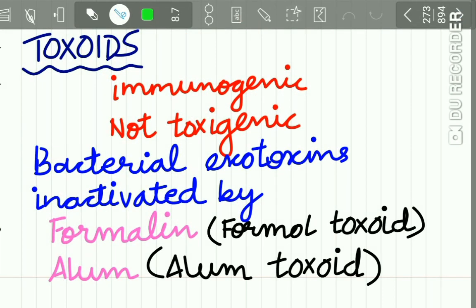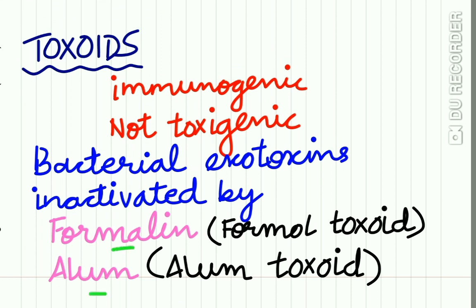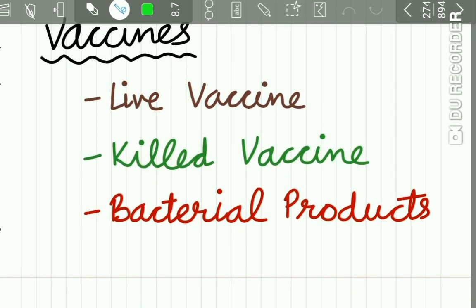Now, the toxoids of the microorganisms are prepared from the bacterial exotoxins inactivated by either formalin or alum. The toxoids prepared by inactivation with the use of formalin are called formal toxoids, while when the alum is used, it is called alum toxoid.